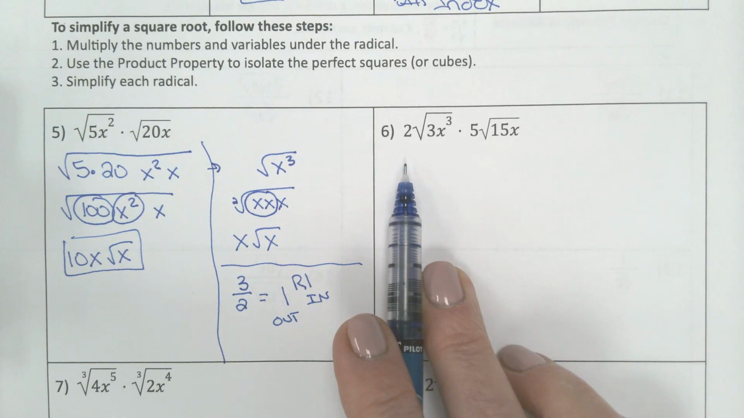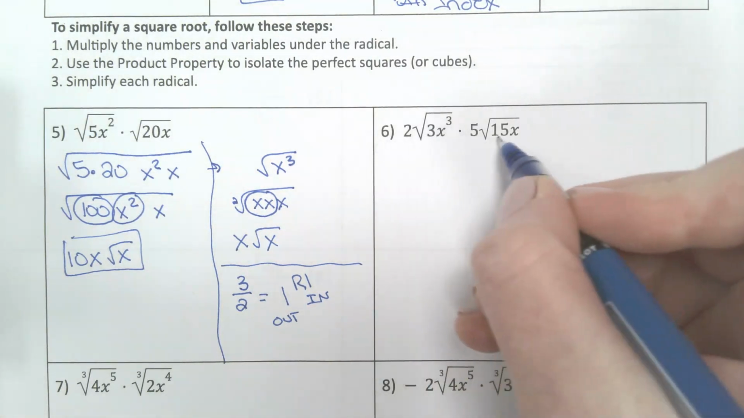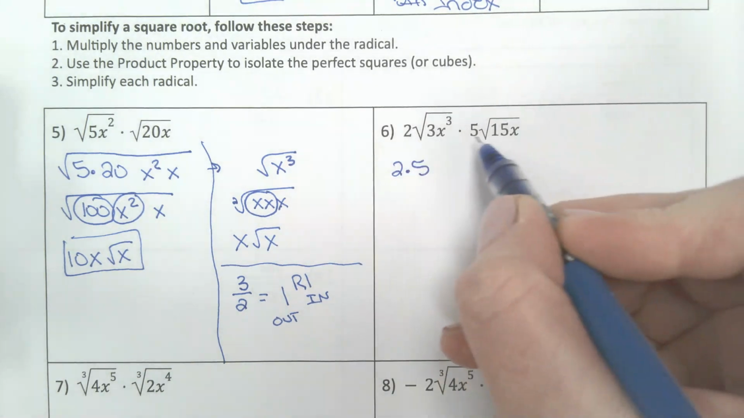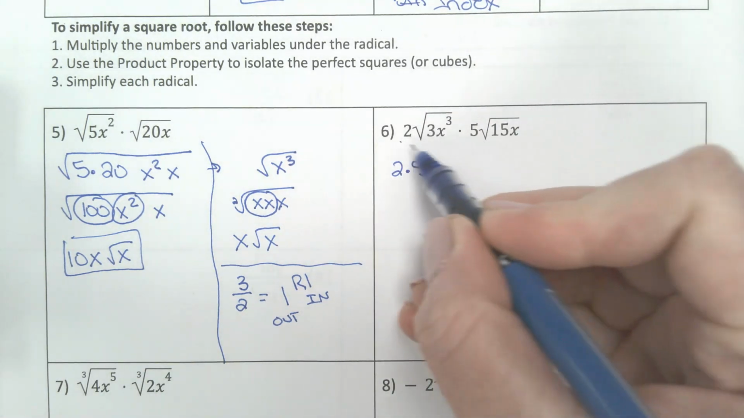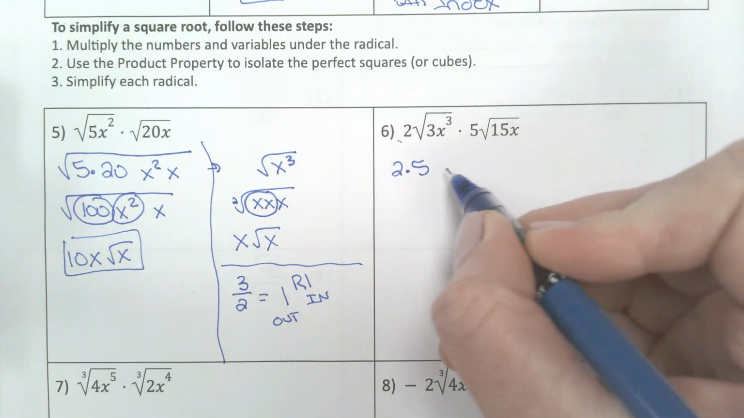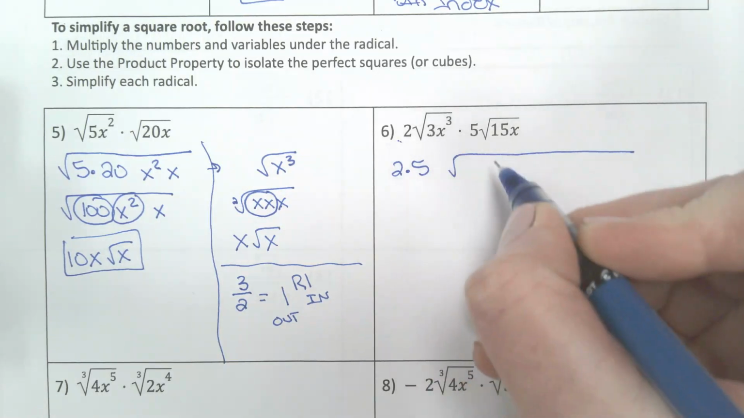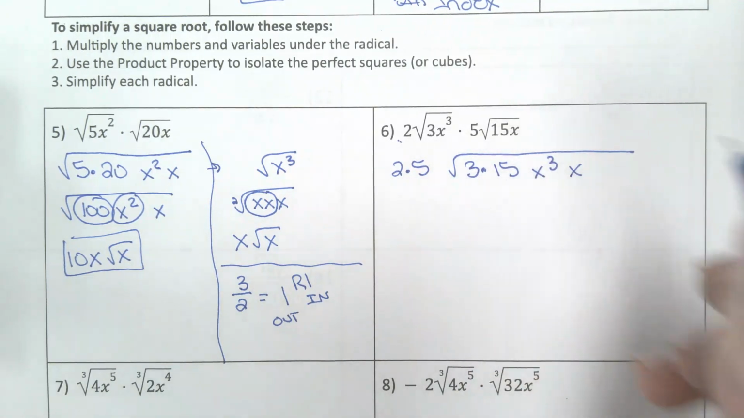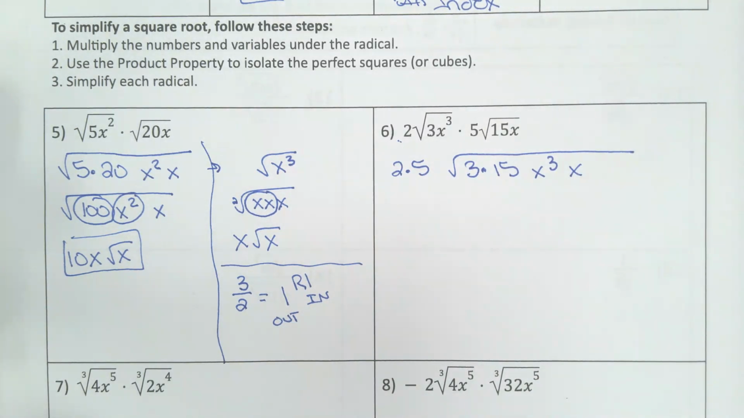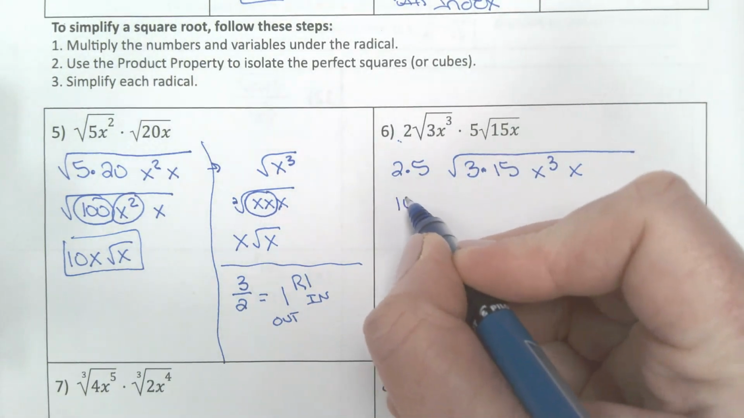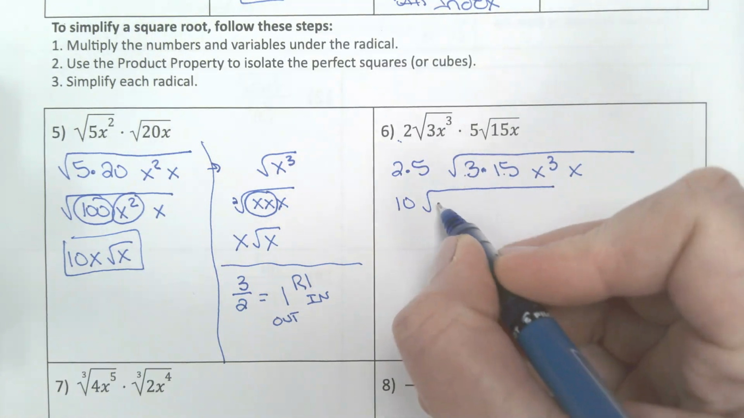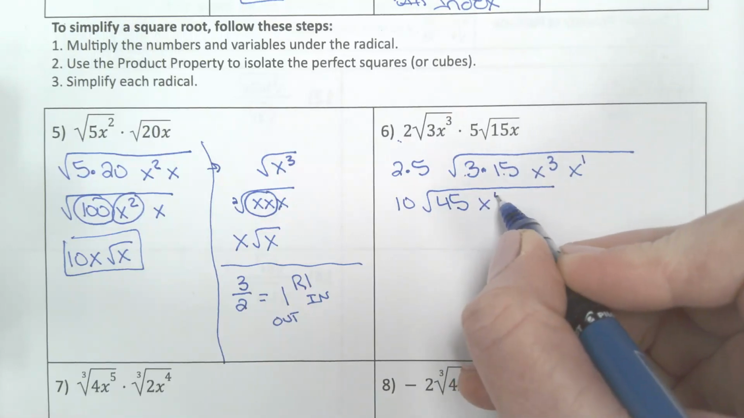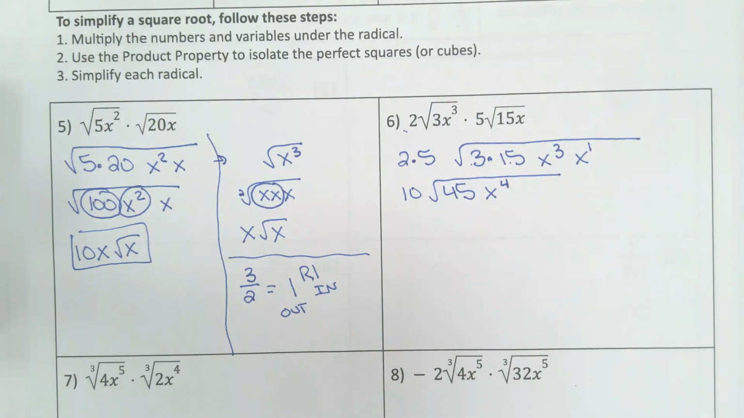Number 6. All right, I'm going to multiply these 2 radicals together. That 2 and that 5 that are outside, I'm going to multiply them together in a minute. Numbers outside of the radical, they stay outside, and I can multiply them. I'm going to rewrite that as 3 times 15, and x to the third times x. So 2 times 5 is 10. 3 times 15 is 45. x to the third times x to the first is x to the fourth.